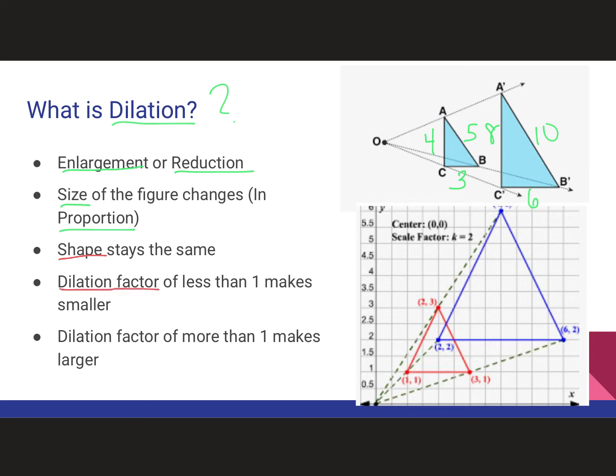Dilation factor of less than 1 makes it smaller. Dilation factor of more than 1 makes it larger. So this one is getting larger. So I know my dilation factor must be more than 1. This one, the one on the bottom, is getting smaller, going from the blue to the red triangle. So I have a dilation factor less than 1.